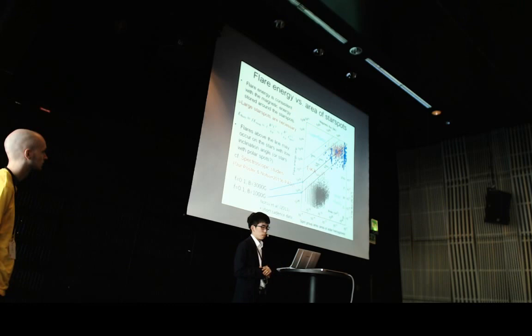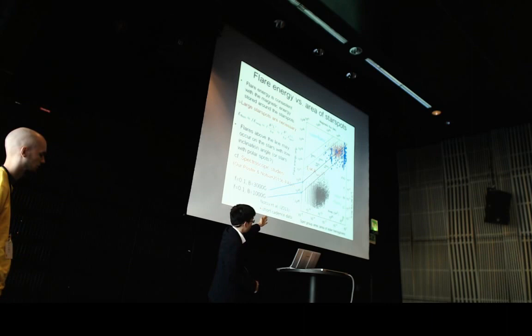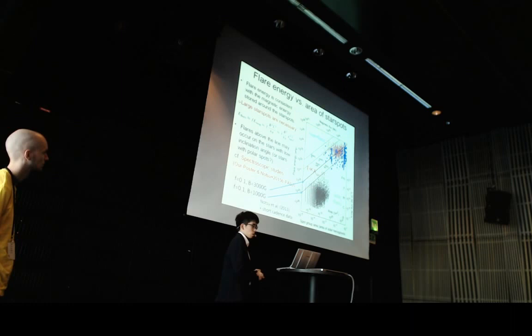Then in this figure, we compare flare energy with star spot coverage. We plot flare energy on the vertical axis as a function of star spot size, for solar flares and superflares. For the superflare data, the star spot coverage is calculated from the amplitude of the brightness variation. We can see most of the superflare stars have large star spots compared with sunspots.